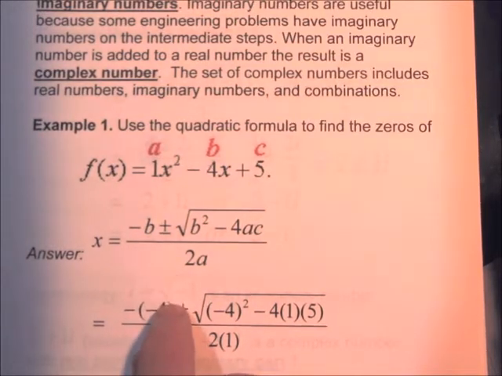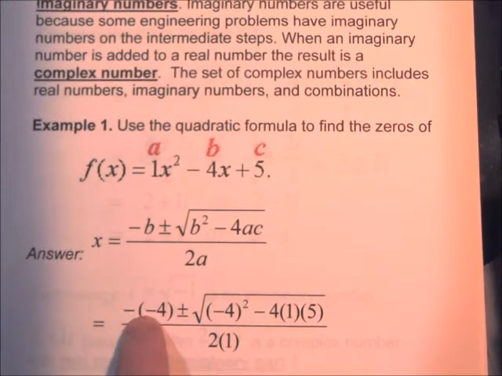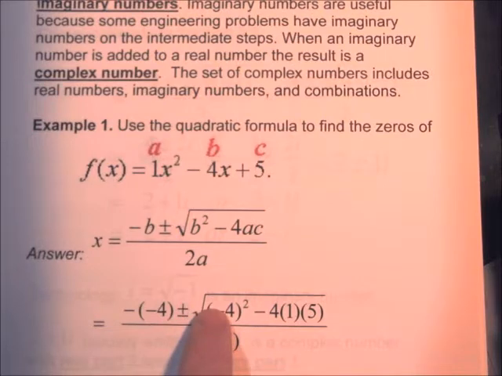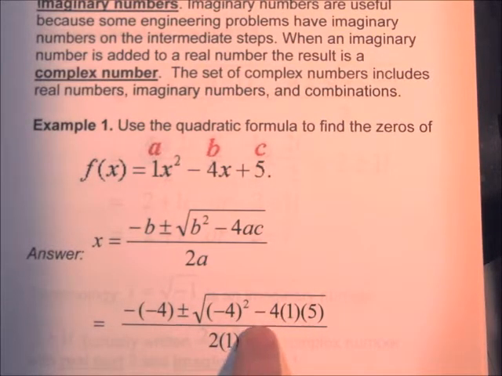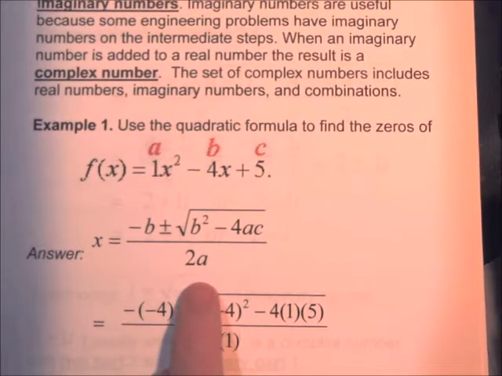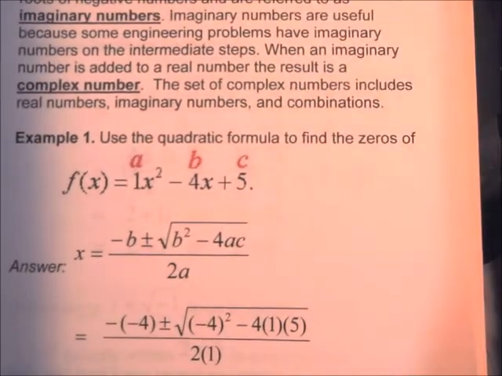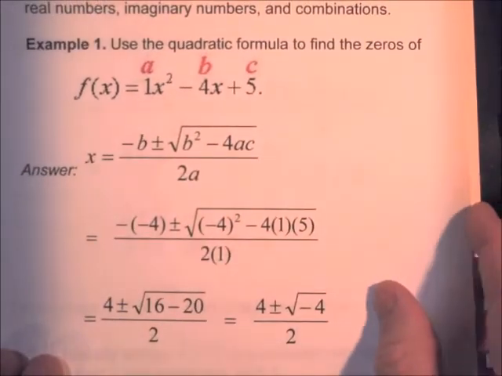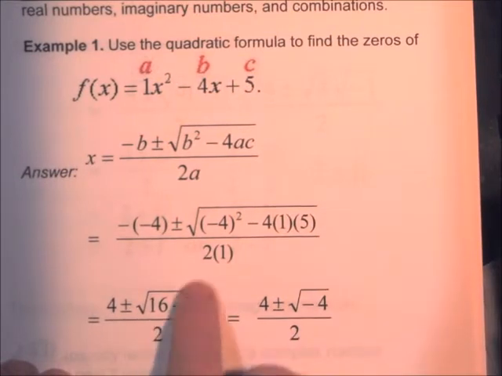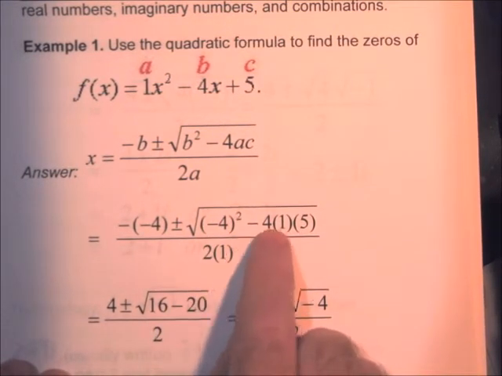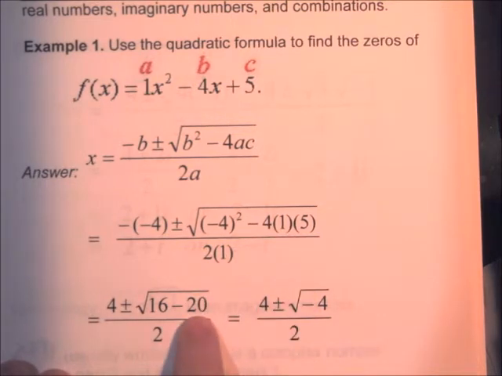Replace the letters with the numbers. So minus b becomes minus negative 4. b squared becomes negative 4 quantity squared. 4 times a times c becomes 4 times 1 times 5. 2a becomes 2 times 1. Double negative is positive, so this will be positive 4. Negative 4 times negative 4 is a positive 16. 4 times 1 times 5 is 20. And on the bottom, 2 times 1 is 2.